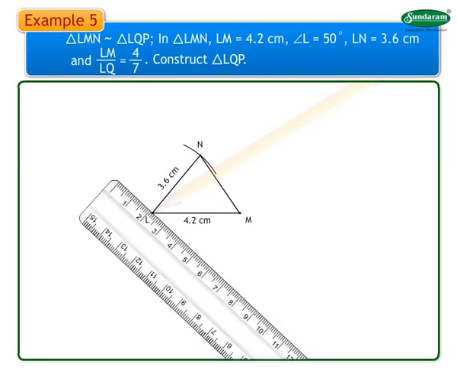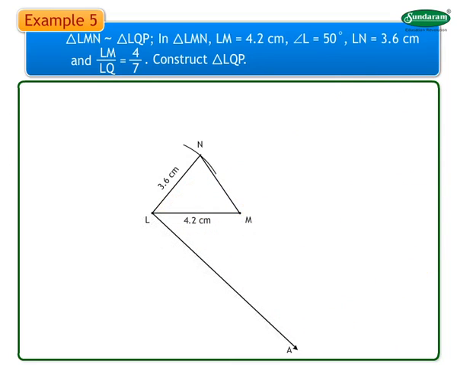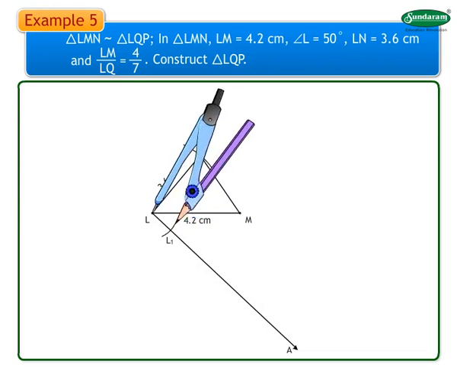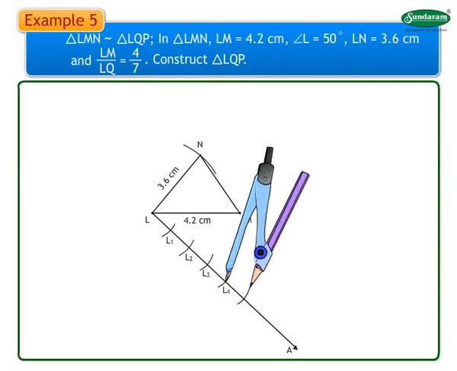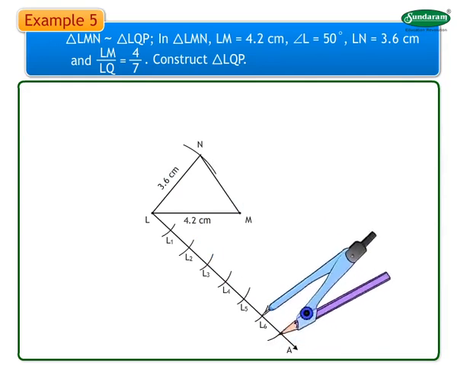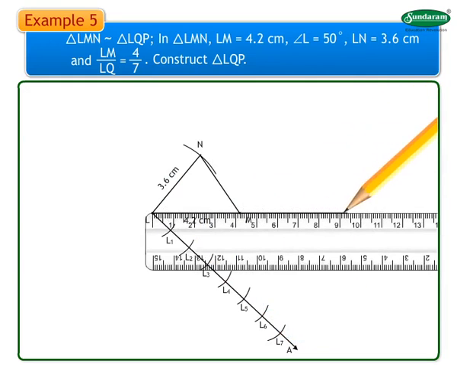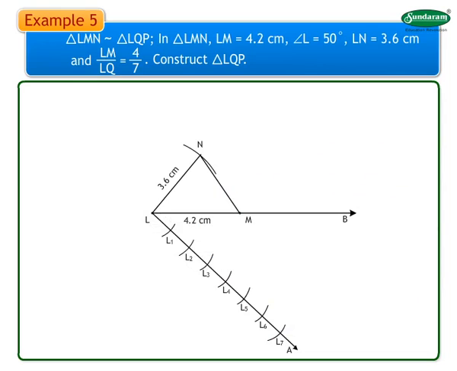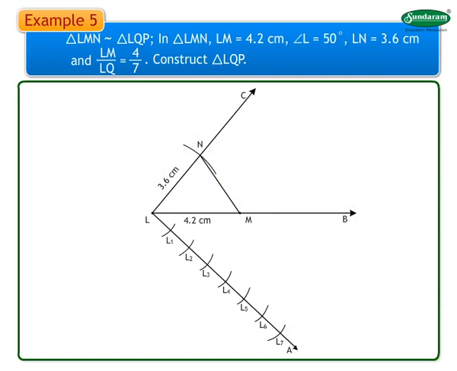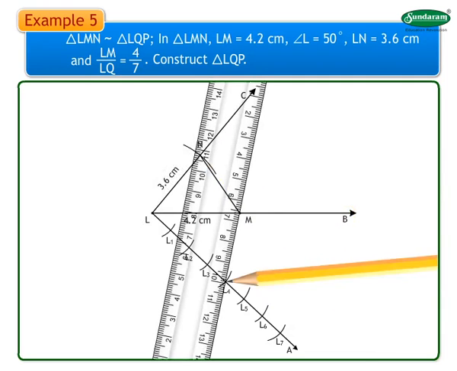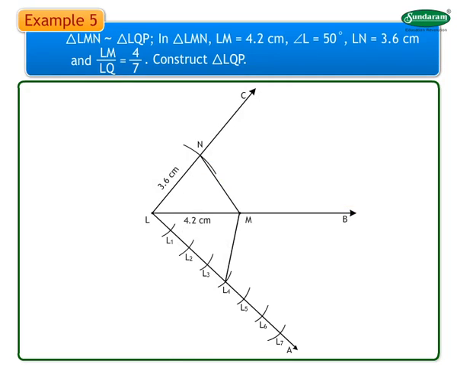Now draw any ray LA making an acute angle with segment LM. Divide the ray LA in 7 equal parts. Name them as L1, L2, L3, L4, L5, L6, L7. Now draw ray LB by extending the segment LM and draw ray LC by extending the segment LN. Join points L4 and M.